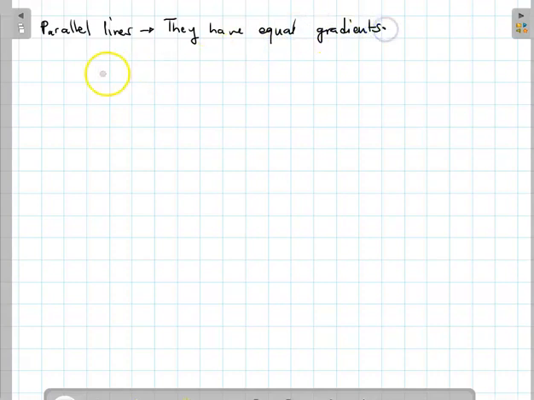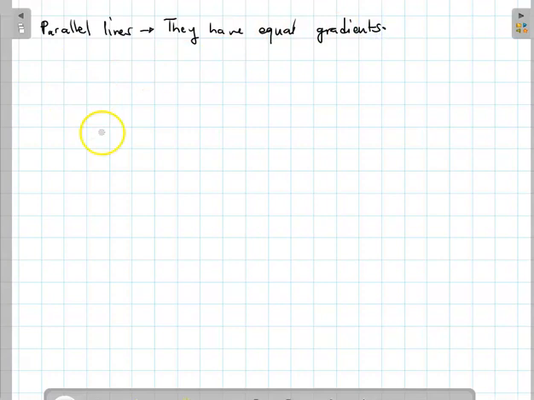Parallel lines. So we have parallel lines. The only thing that you need to know about parallel lines is they have equal gradients. So parallel lines have equal gradients. So how do you use this information?